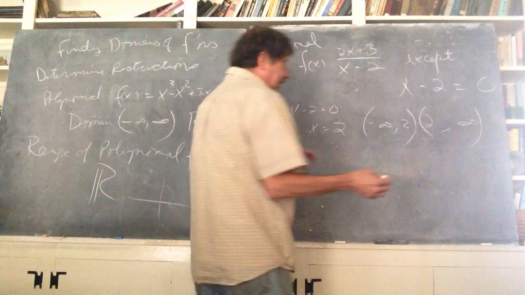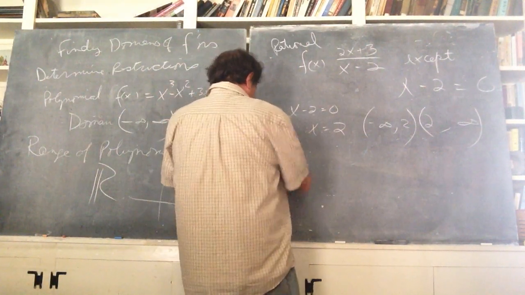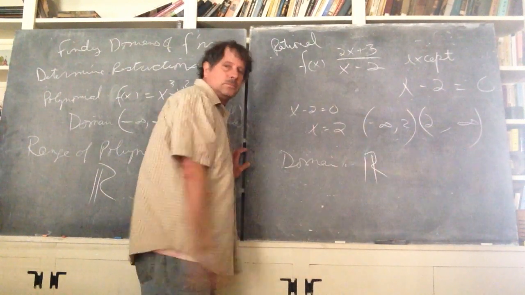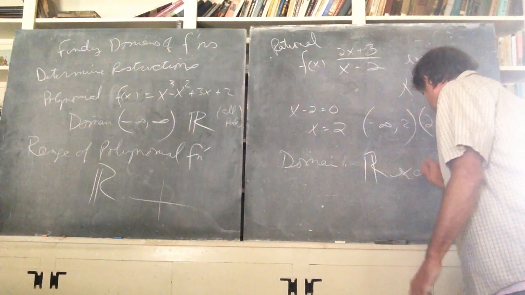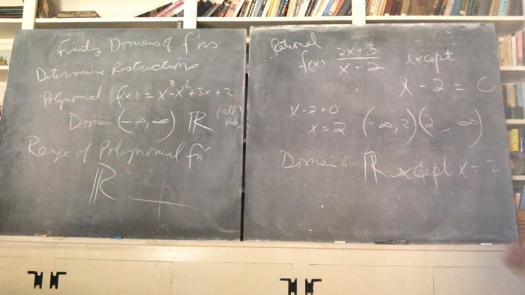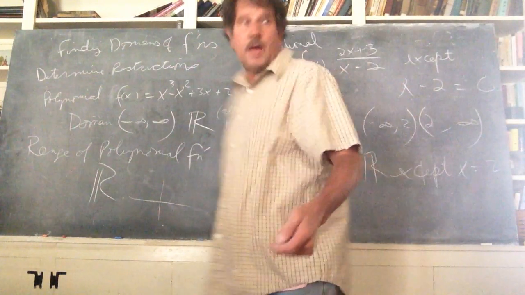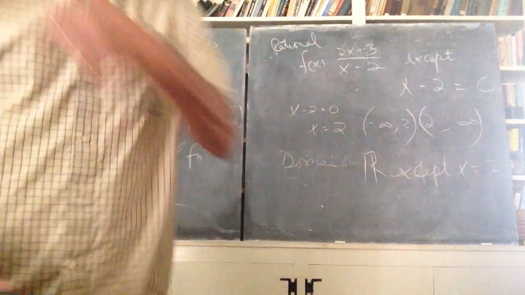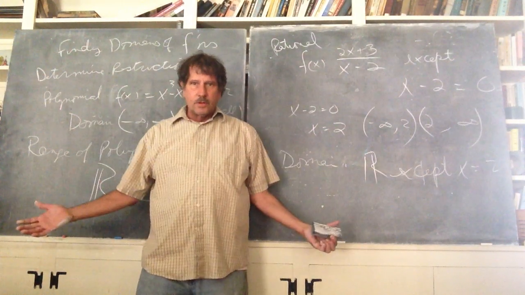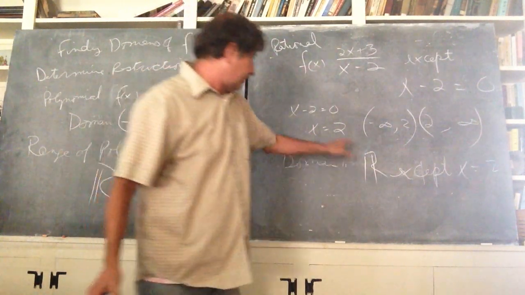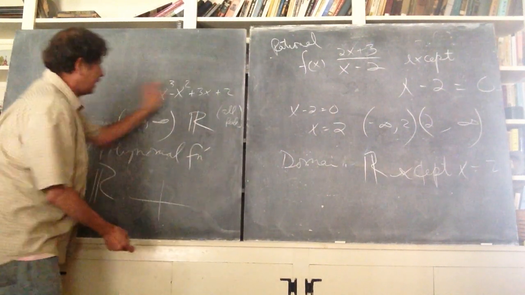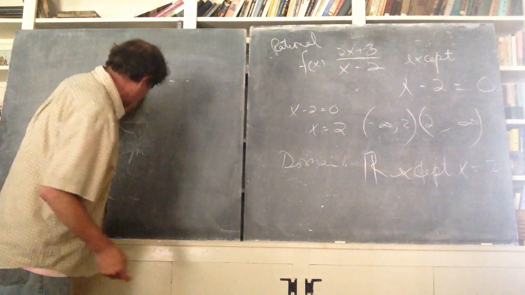The way I would do it, I'd say the domain is all the reals except x equals 2. So anytime you have a rational function, a fraction, you set the denominator equal to 0 and solve it. Then it's all the reals except for the solutions to that, which could be quadratic. And then there's another type of function that has a restriction. It's called the square root function.